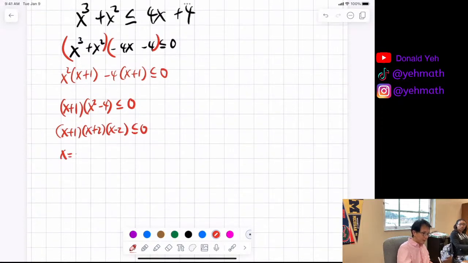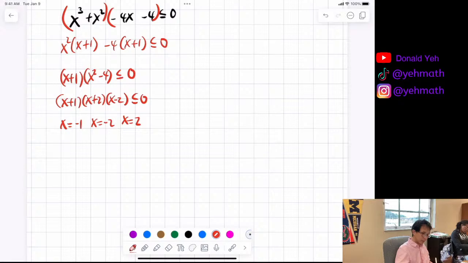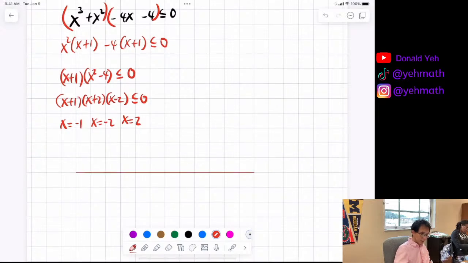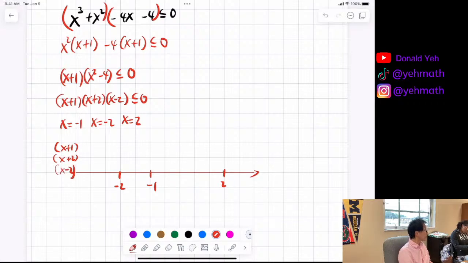Now I'm going to find the 0s. Once I did that, I'm going to have -2, -1, 2. I'm going to do the number line test here. See, Jayla, you didn't do a number line test. You cannot just rely on everybody. You got to do it on your own.